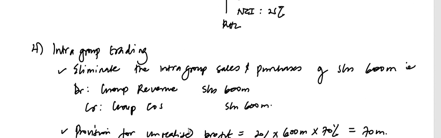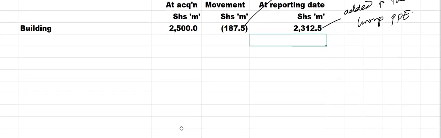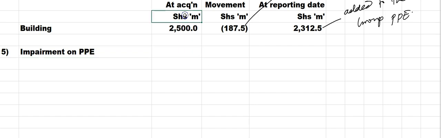This was working 4 for the intra-group trading. Now let me take you to working 5. We can call this impairment on PPE.